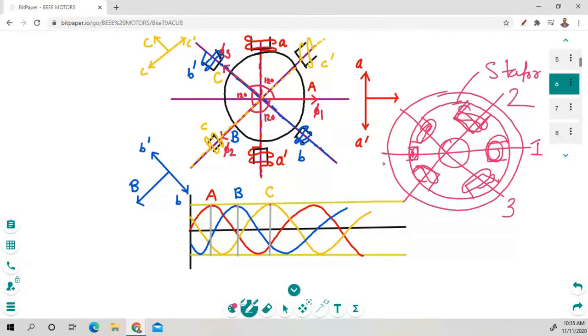Here we have number of grooves. Inside these grooves we have to place the winding. So these windings are placed like this. This is A dash, this is B dash, this is C and C dash. So you can see from here, inside this we have to place a rotor part. This is the rotor part.